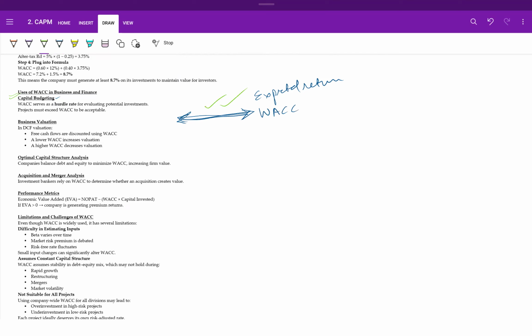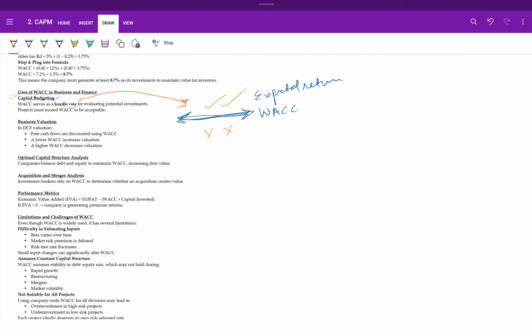And if the expected return on the project is less than the weighted average cost of capital, we are going to reject the project. So the hurdle rate is pointing you in this direction: the project must exceed the weighted average cost of capital to be acceptable.